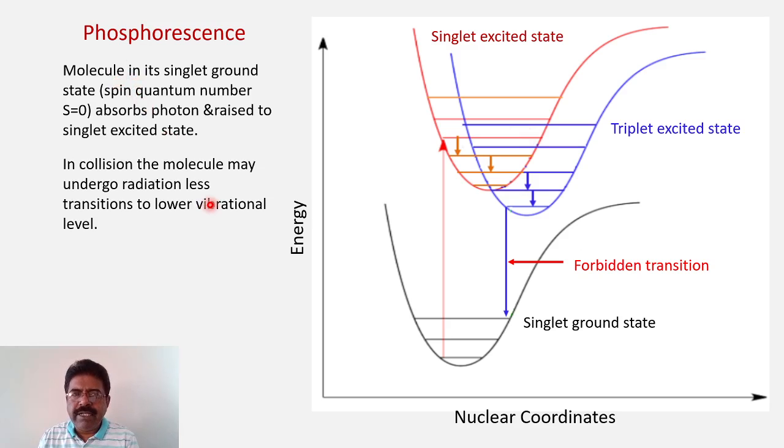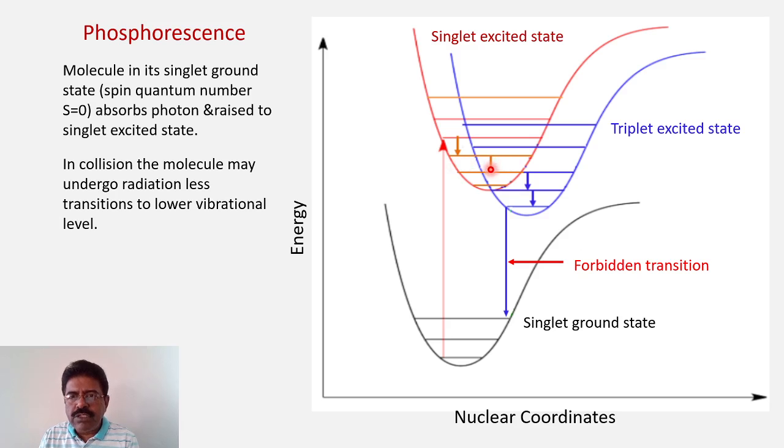in this particular excited state performs certain collisions with other molecules and it may undergo radiationless transition to a lower vibrational level. You can see the arrows shown here. So in the excited state, initially it was in this vibrational level, but because of collision, it will lose a small amount of energy, and it will perform a reverse transition to a lower vibrational level. It's like this. This is the first transition, this is the second transition, and so on.